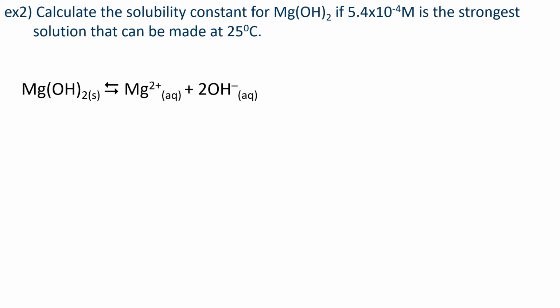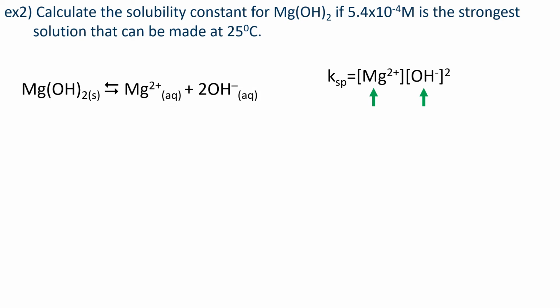From this, we make our KSP expression. KSP equals magnesium ion concentration multiplied by the hydroxide ion concentration squared. To solve for KSP, we need to know the concentration of magnesium, and we need to know the concentration of hydroxide ions. So, what do we have in the question?